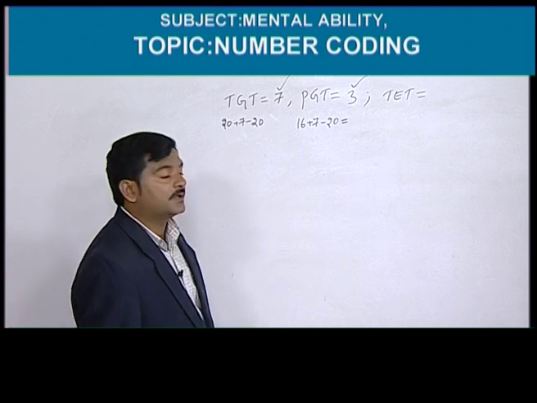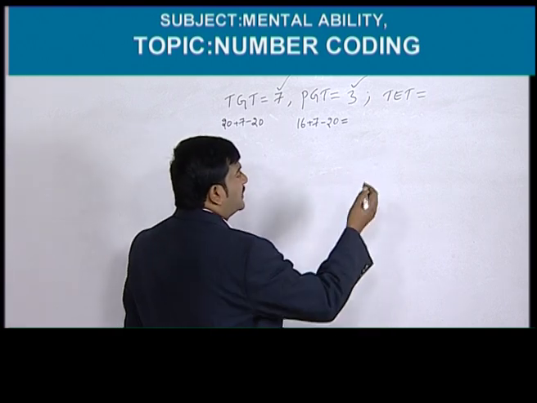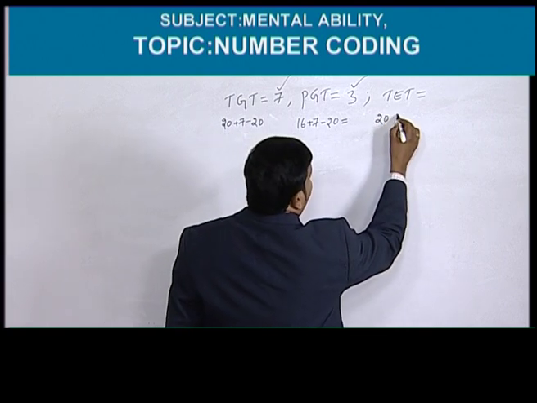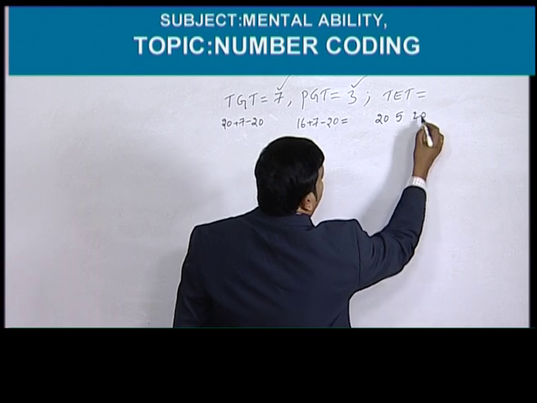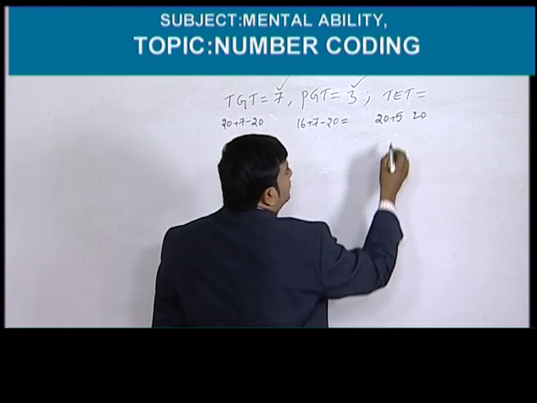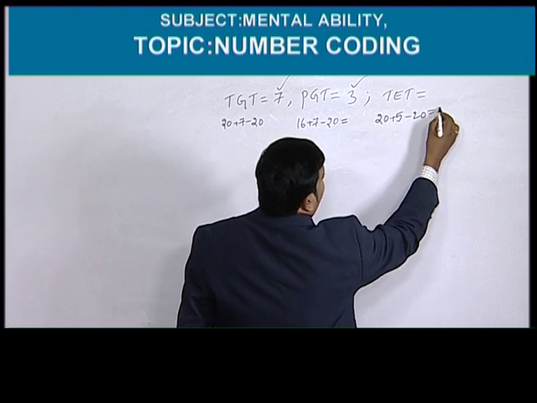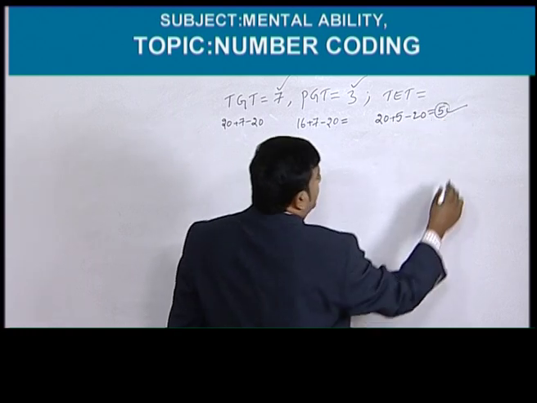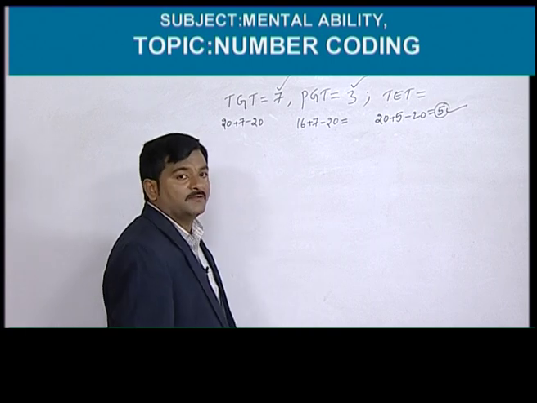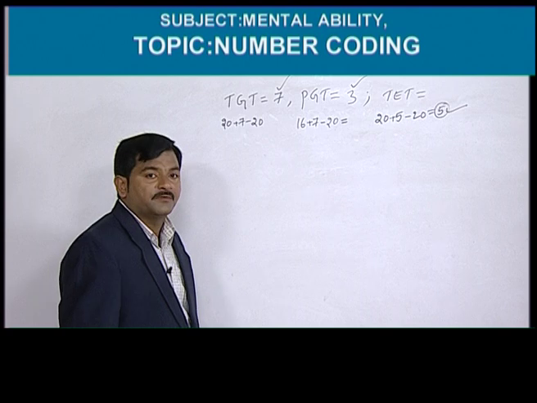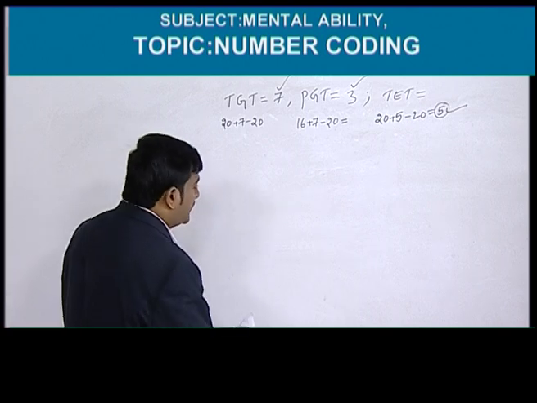Getting the coded word. Okay, the same concept we can apply for TET also. See, what is there here? T means 20, E means 5, again T means 20. 20 plus 5, 25. Subtracting 20 from 25, how much am I getting? 5. Hence the code for the given word TET is 5. Okay, now we will take one more example.